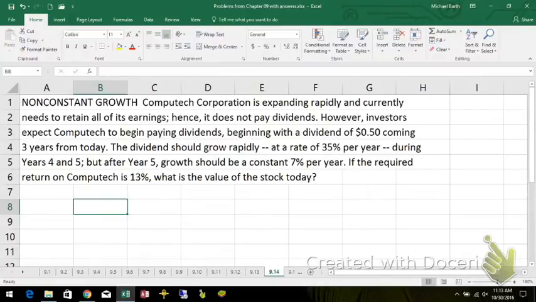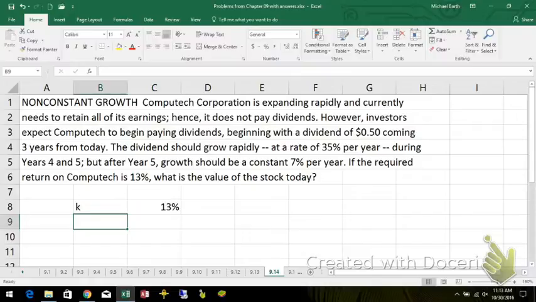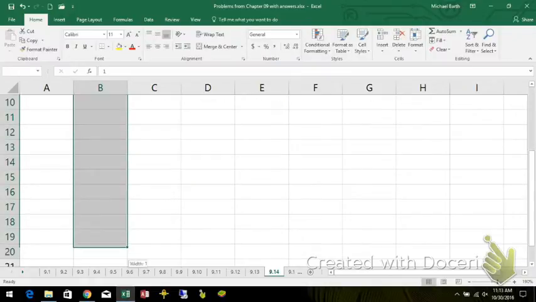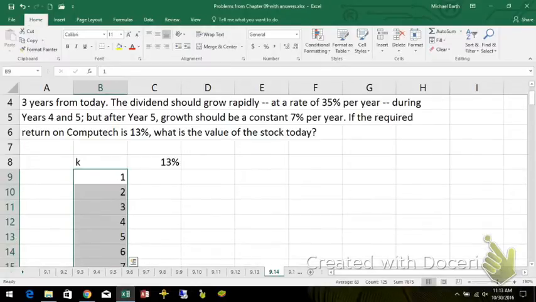I'm going to do this a couple of ways. The first way I'm going to do it is just take all the cash flows out forever and then take the present value. The required return on this stock is 13%. Let's see what the dividends are in year one, out for 150 years or so.